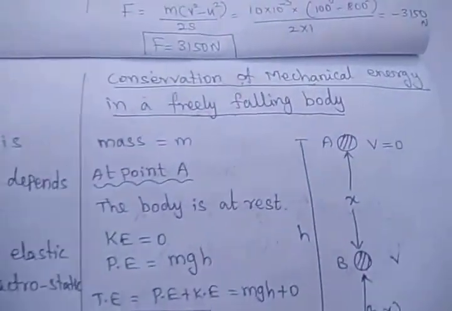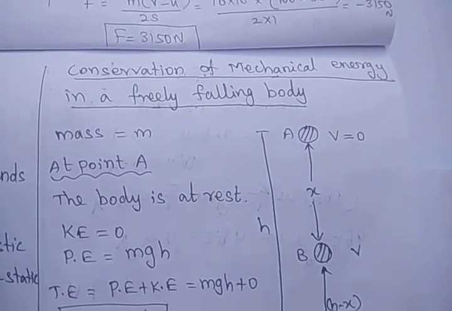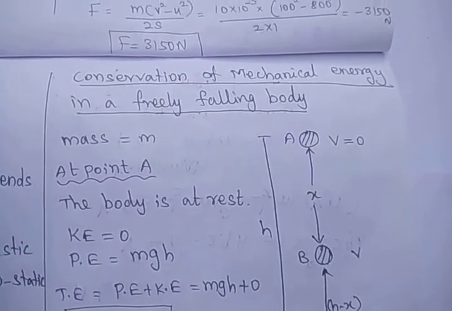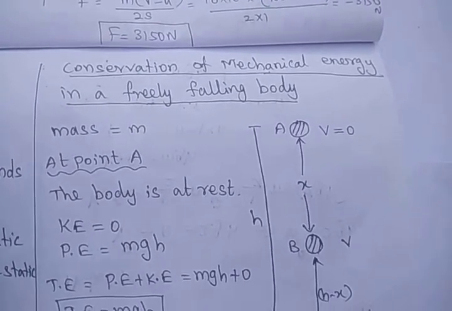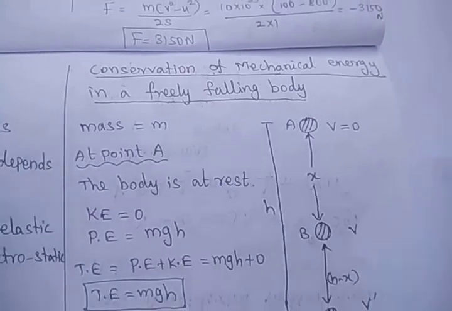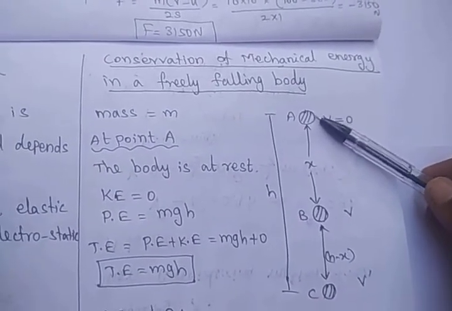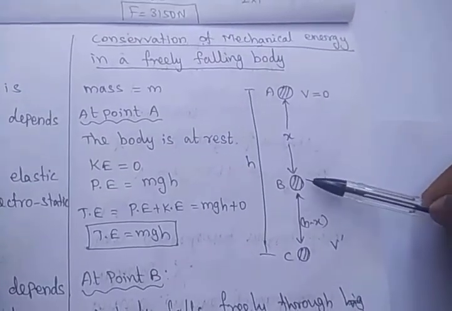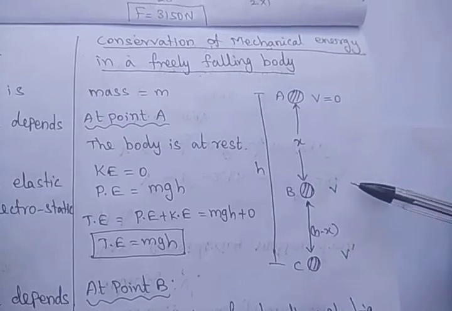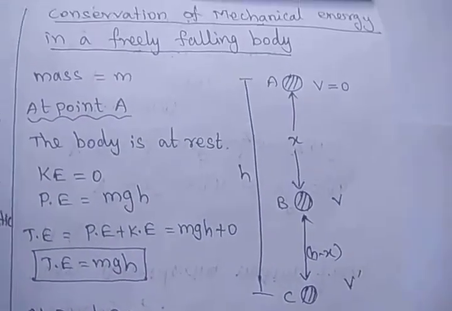Next, we are going to see conservation of mechanical energy in a free falling body. Mechanical energy means the total energy, that is potential energy plus kinetic energy. Let us take a body of mass m. It is allowed to fall freely. So it will travel some distance x and reaches the point B with velocity v.